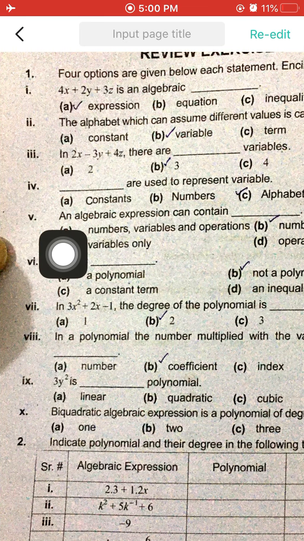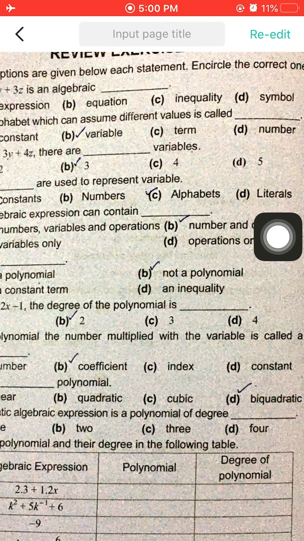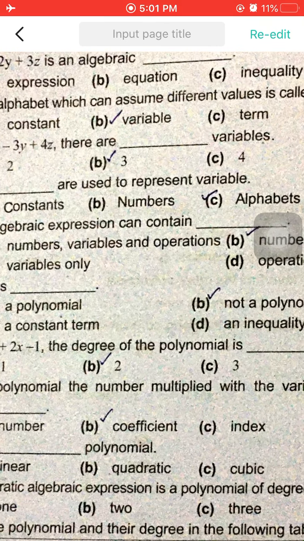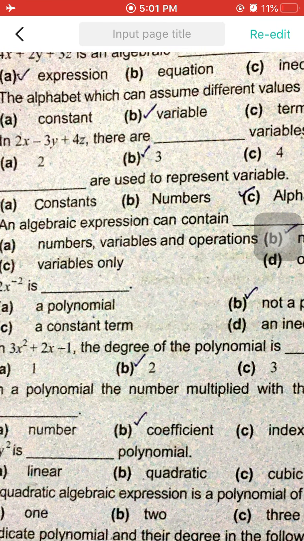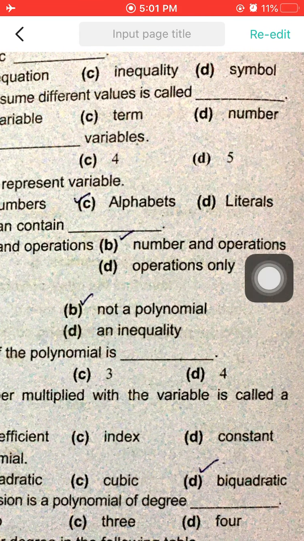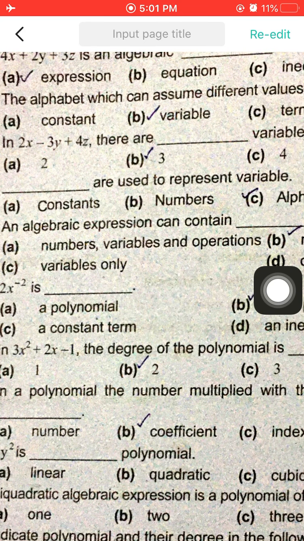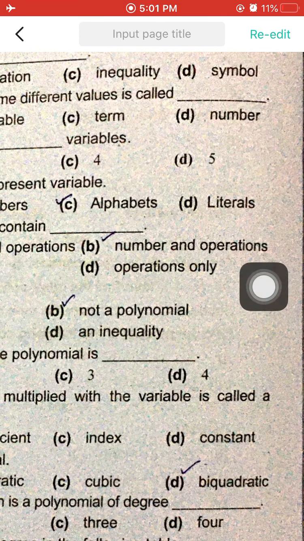Next, fifth, an algebraic expression can contain. In the first option he mentioned numbers, variables and operators. In part B, numbers and operators. In part C he mentioned variable only. No. Students, you take part B according to your book, numbers and operations.